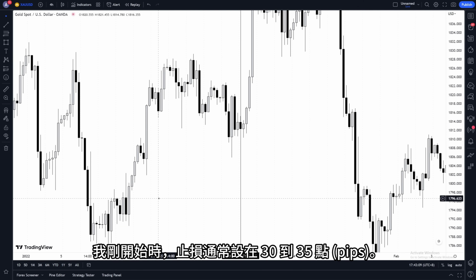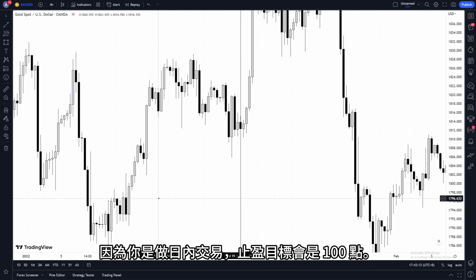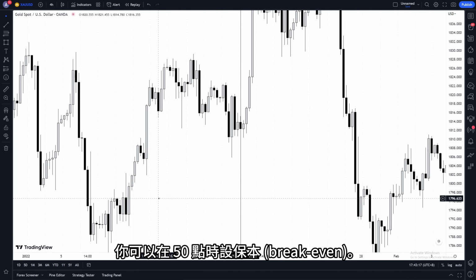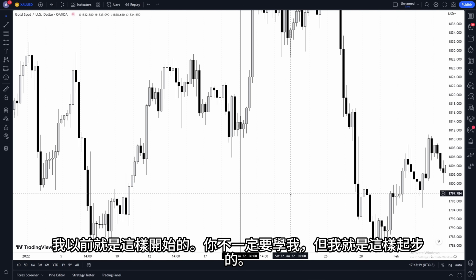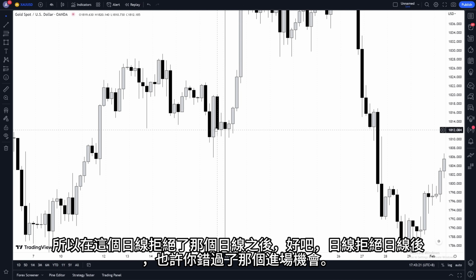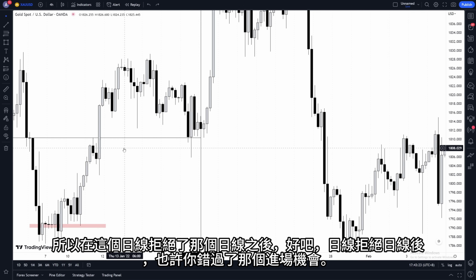Your stop loss is going to be 30 to 35 pips when I first started out. Your take profit would be 100 pips because you're intraday. Your break even could be 50 pips. That was how I started out. You don't need to follow me, but that was how I started out. So after this daily rejected this daily.